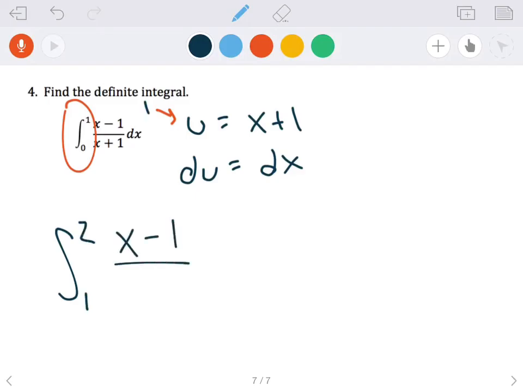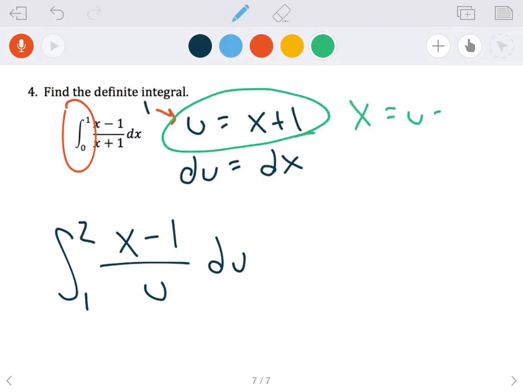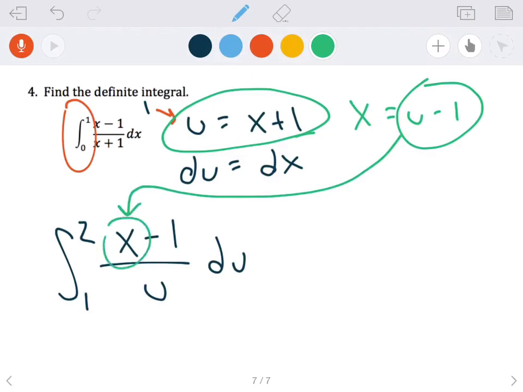X minus 1 stays there, x plus 1 is now u, and dx is du. I have a problem. My x minus 1 in the numerator did not cancel out. When that happens, when x doesn't cancel out, what you have to do is go back to your definition of u. I can solve this for x. I can say x is equal to u minus 1, and then I can use this definition to plug in for my x here to get it in terms of u.